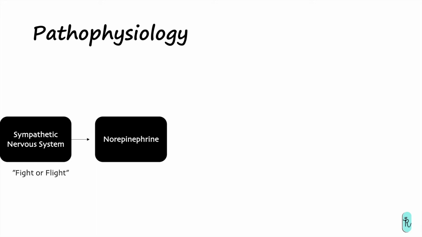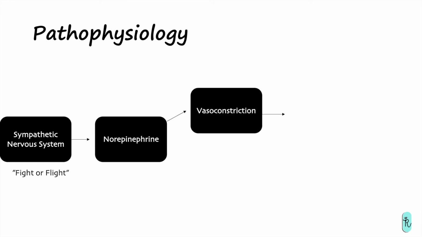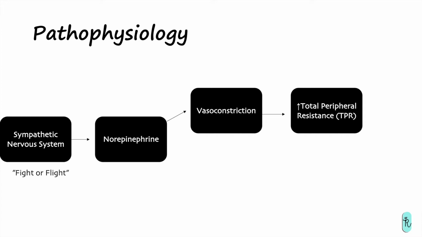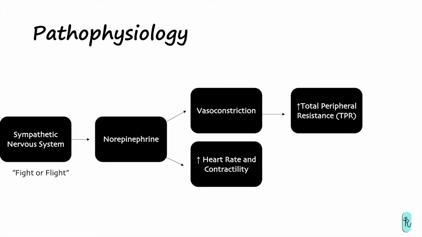Another integral system that affects blood pressure is the sympathetic nervous system. When you think of the sympathetic nervous system, think of the fight or flight response. When the sympathetic nervous system is stimulated, norepinephrine, amongst other neurotransmitters, is released. Norepinephrine works peripherally to vasoconstrict blood vessels and increase total peripheral resistance, also known as systemic vascular resistance. Norepinephrine also works on the heart to increase heart rate and contractility of the heart. We have medications that can work on both of these two pathways.